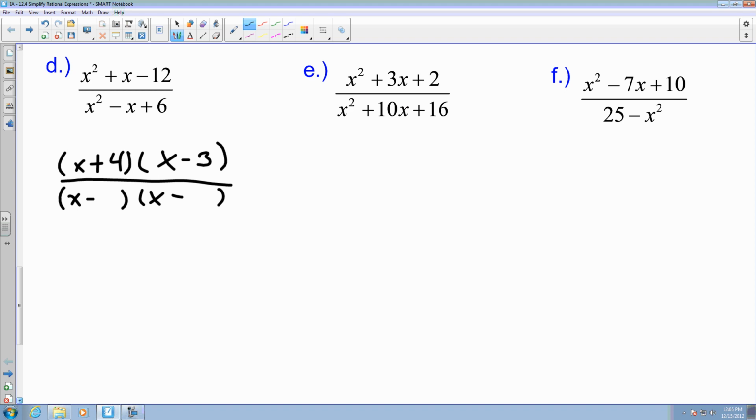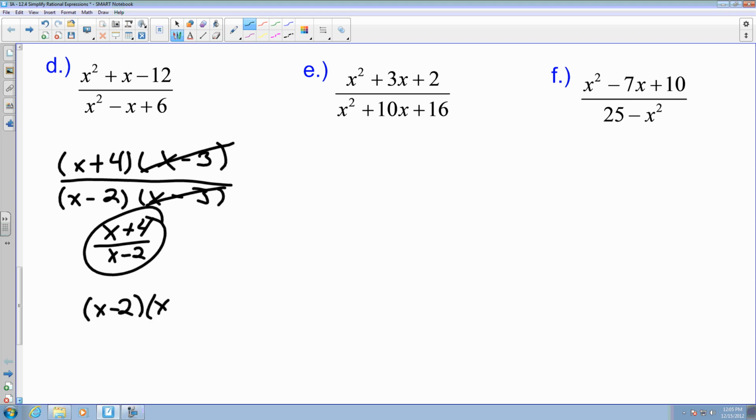And 2 and 3 would be the values that it would be reverse FOILed. And so I have an x minus 3 in the numerator and x minus 3 in the denominator, so those cancel. So that leaves me with x plus 4 over x minus 2. So that's simplified. To get the excluded values, I go back to the denominator, so I see I had x minus 2 times x minus 3, and I'm going to set that equal to 0.